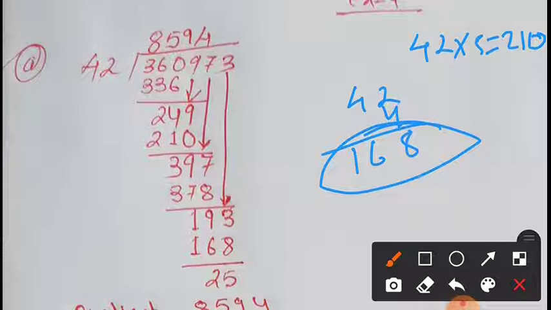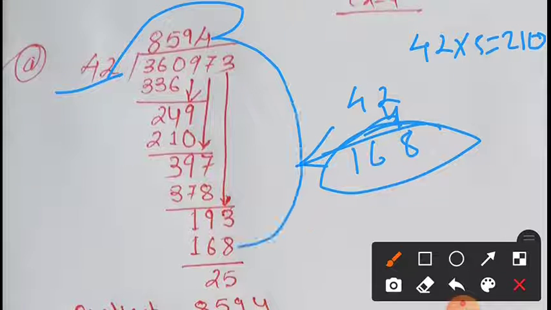That means it's okay. We can take it. We cannot go further below than this. If we go further below, then we'll get a smaller number. So we'll take 168. So 42 fours are 168. Now subtract: 13 minus 8 will give you 5. 8 minus 6 will give you 2. 1 minus 1 is 0. Now further we cannot divide.